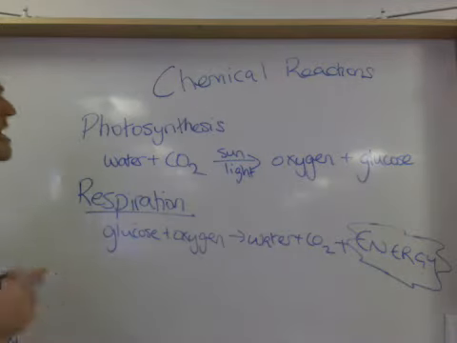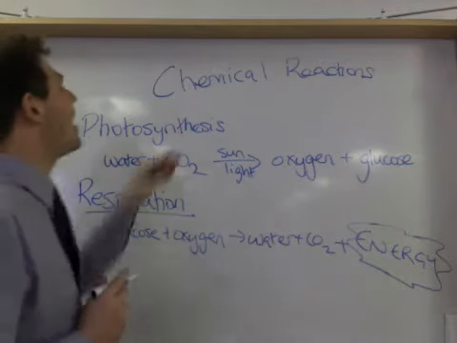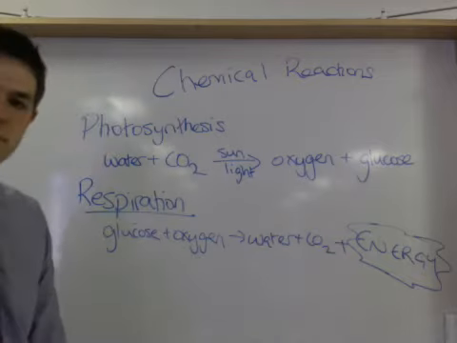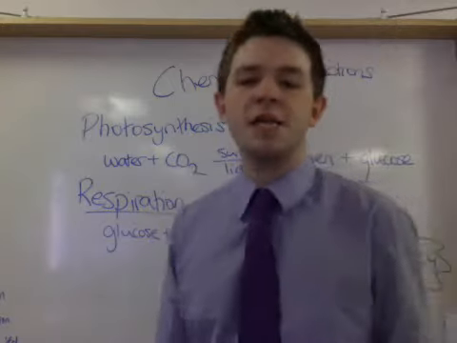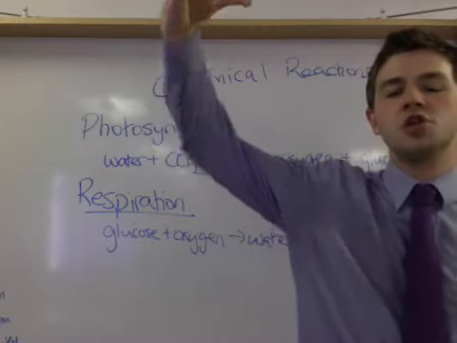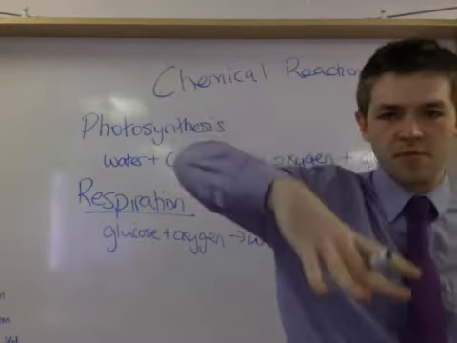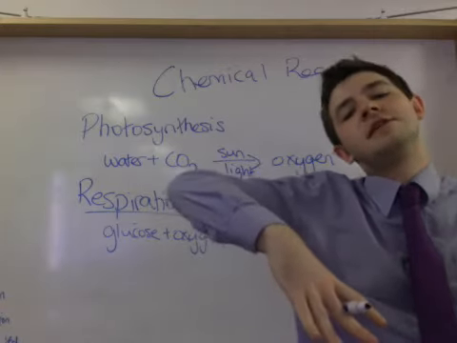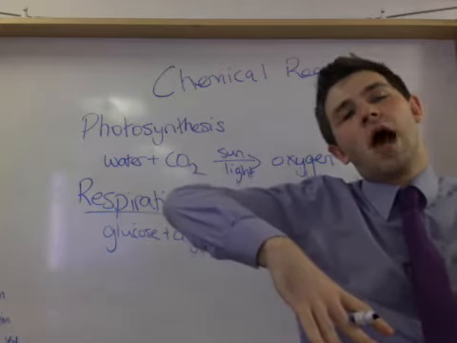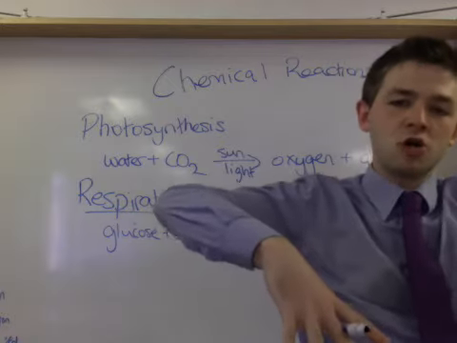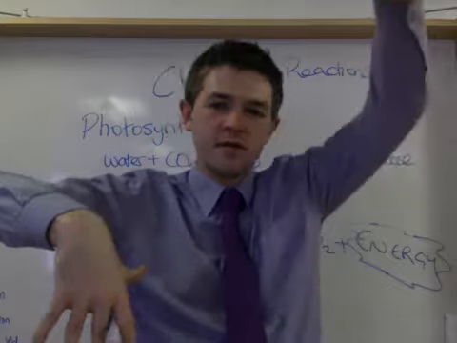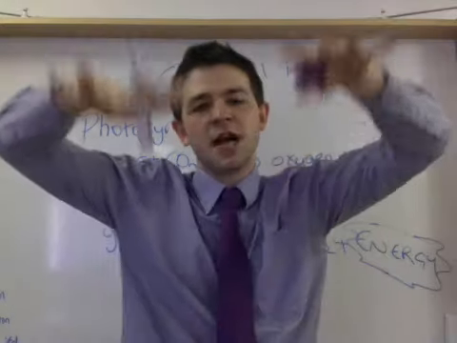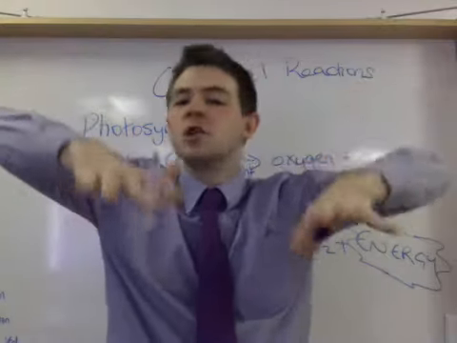These two things, if you're really clever, you will notice they are the opposite of each other. What this means in the perfect world is that the plants use carbon dioxide and the animals use oxygen, but then the plants make oxygen and we make carbon dioxide. And they should always be in a balance.